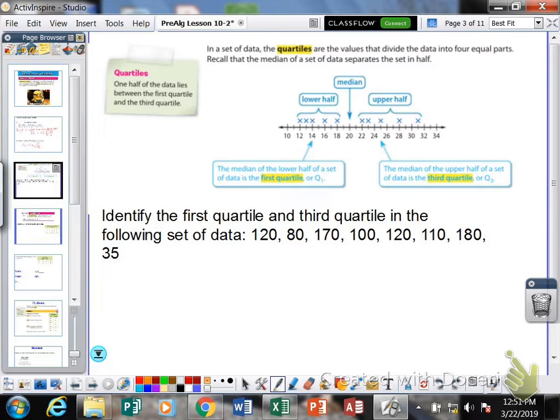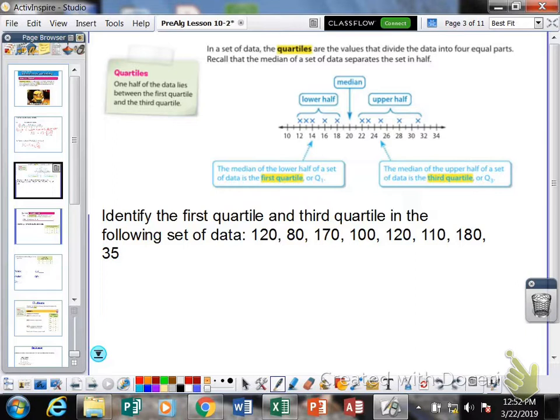Now we're going to be looking at quartiles. In a set of data, the quartiles are the values that divide the data into 4 equal parts. Recall that the median of a set of data separates the set in half. If we're looking at this, it's kind of a dot plot, but they're using x's instead of dots. Our median in this case is 20, and we have our lower half of the data, and we have our upper half of the data.